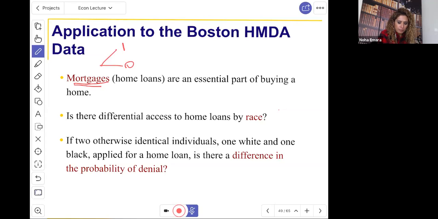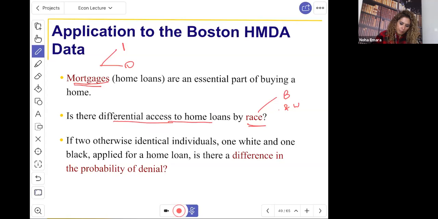Some of these factors are actually insignificant, and some are important and matter. The focus of this application is on race, and it's asking this question: is there a differential access to bank mortgages or home loans by race? They have here the race of black and white, nothing else. They want to see if the applicant being black increases the chance of being denied, or if being white gives a higher or lower chance of being denied.